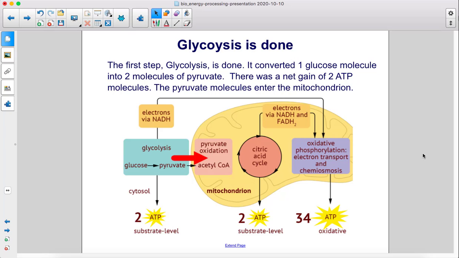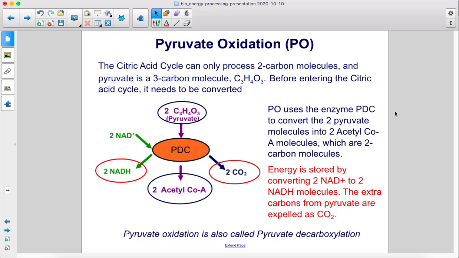It converted 1 glucose molecule into 2 molecules of pyruvate. There was a net gain of 2 ATP molecules. The pyruvate molecules enter the mitochondrion. The citric acid cycle can only process 2 carbon molecules, and pyruvate is a 3-carbon molecule, C3H4O3. Before entering the citric acid cycle, it needs to be converted.